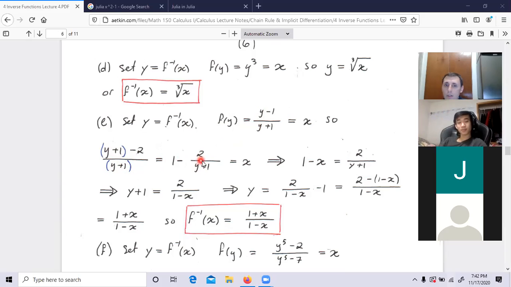Good? So from there on, I'm going to move 2, because there's a minus here, across the equal sign to get 2 over y plus 1, and I'll move this x here. So 1 minus x is 2 over y plus 1. Then I divide by 2 and take reciprocals. y plus 1 is 2 over 1 minus x. And then y is equal to 2 over 1 minus x minus 1. If I want to combine it, I can write it this way. Good?